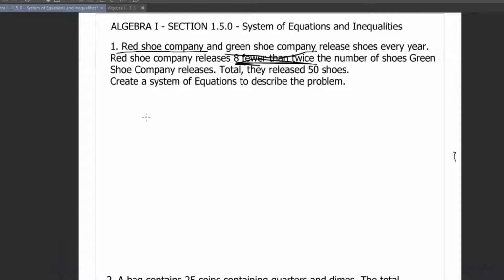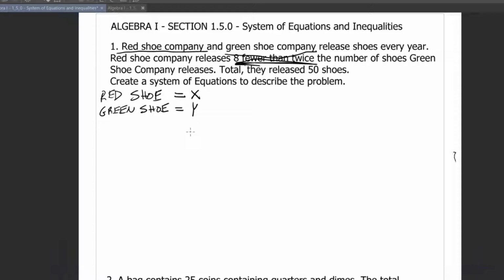Okay, so first thing, let's take the information we have from this question and make some variables out of it. We want to make a system of equations from it. So we have Red Shoe Company, I'm just going to write Red Shoe, and then we also have Green Shoe Company. Let's assign variables to these companies. So Red Shoe Company can be X, Green Shoe Company can be Y.